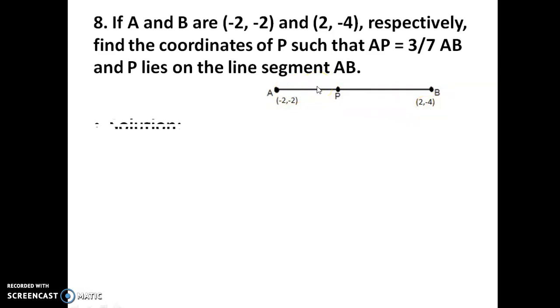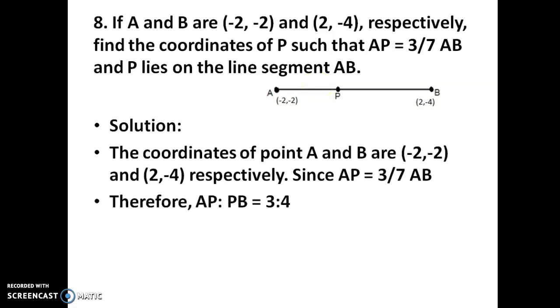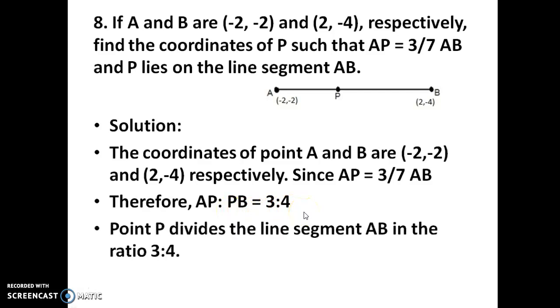That means what can we write? We can write the ratio as 3:4. Total part is 7 parts. AP alone is 3 parts. So the remaining part is 7 minus 3, which is 4. So with the ratio 3:4, this P is dividing the line segment AB. That's the clue given there. So first name the coordinates of A and B. Then since it is dividing like this, we write the ratio AP is to PB equal to 3:4. That's the ratio. So P divides the line segment AB in the ratio 3:4.